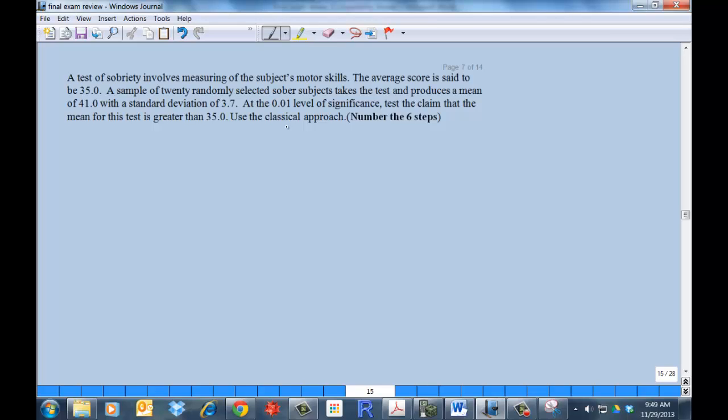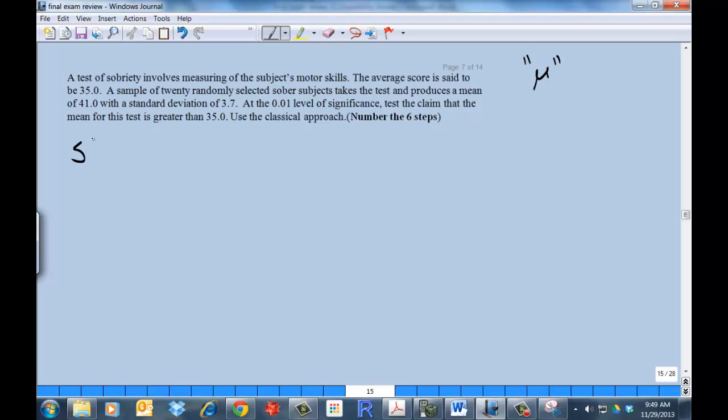And then that will help us better determine when we're dealing with someone who is intoxicated. And so if you read closely, it says a sample of 20 randomly selected sober subjects takes the test and produces a mean of 41, a standard deviation of 3.7. So we know we're dealing with 20 individuals, and of course x bar, the sample mean of those 20 individuals, is 41, and the sample standard deviation is 3.7. At the 0.01 level of significance, test the claim that the mean for this test is greater than 35. So we're doing hypothesis testing here for the population mean.